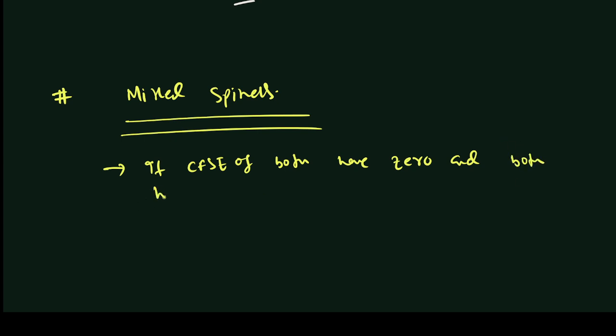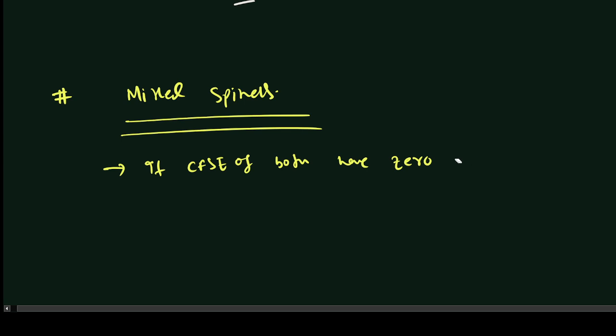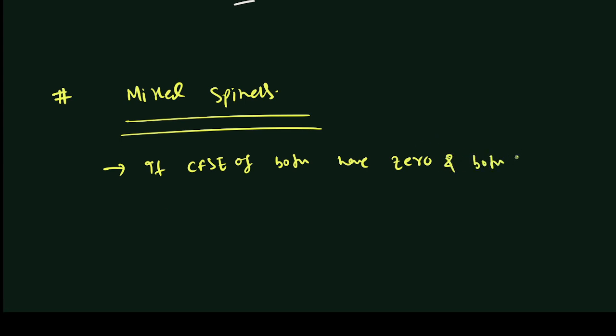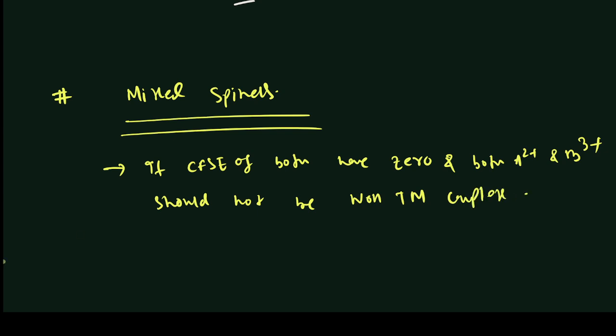is 0, and both A2+ and B3+ should not be non-transition metal complexes. If both are non-transition metal complexes, in that case it will be a normal spinel. Okay, that we have discussed.